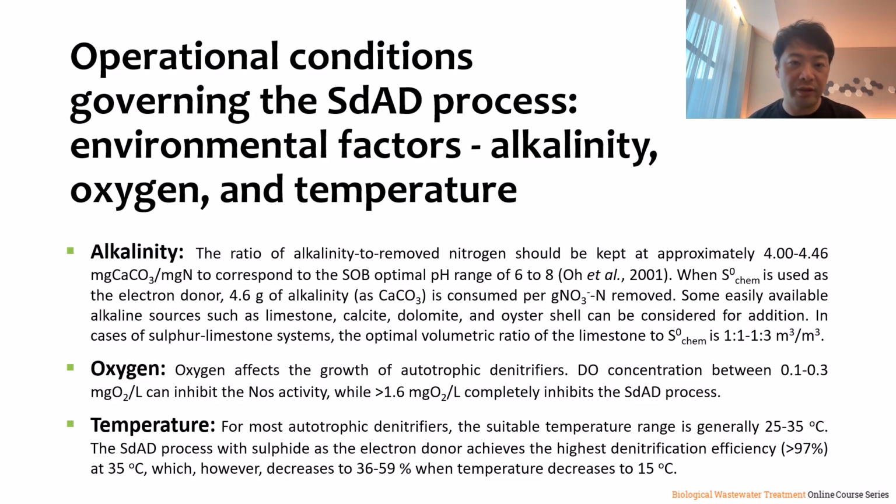Regarding the temperature, for most autotrophic denitrifiers, the suitable temperature range is generally 25 to 35 degrees C, and the sulfur-driven autotrophic denitrification process with sulfide as the electron donor can achieve the highest denitrification efficiency at 35 degrees Celsius. However, it will decrease to 36 to 60% when the temperature decreases to 15 degrees Celsius.